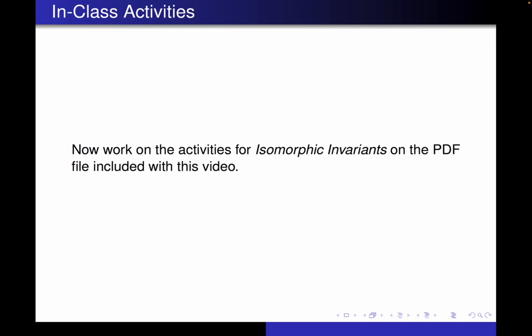So I'm going to give you some experience looking at invariants. The name of the PDF that has the in-class activities is called Isomorphic Invariants.